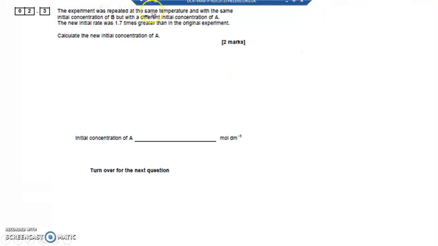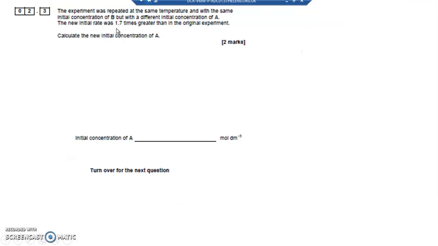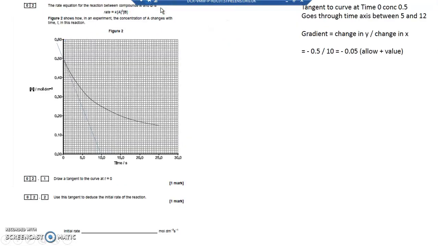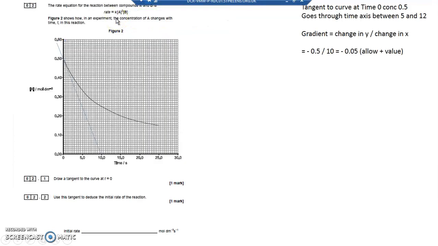The experiment was repeated at the same temperature with the same initial concentration of B. What that means is, if it's at the same temperature, the rate constant K doesn't change. Only changing temperature can change the rate constant. Nothing else can. So if the temperature stayed the same, the rate constant K has stayed the same. What else has stayed the same? The initial concentration of B has stayed the same.